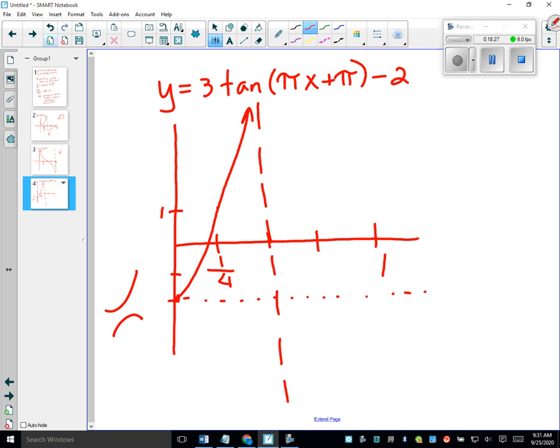All right, I need another point. How about 3/4? Okay. And 1. It better be back where I started, hadn't it? Because we're doing 1 period. So does it look like this? That's going down? Is that what it looks like? Does that make sense?